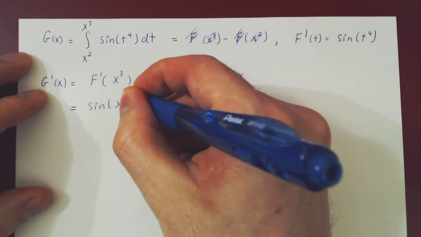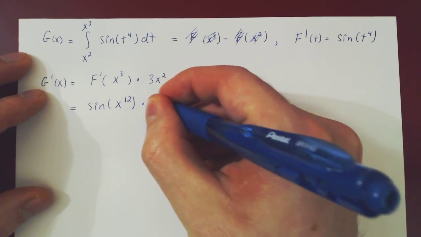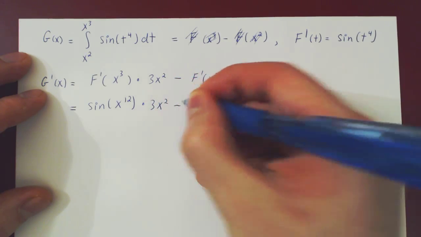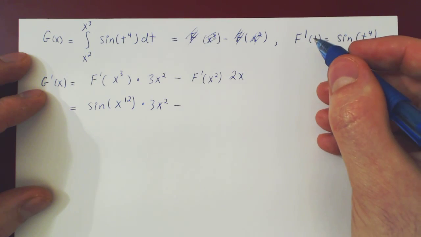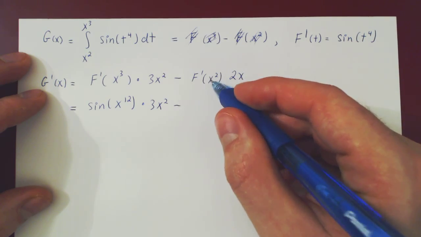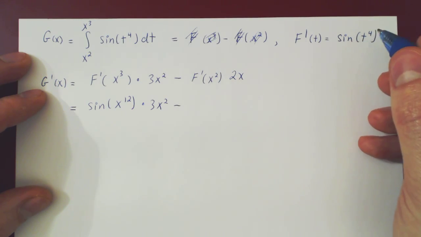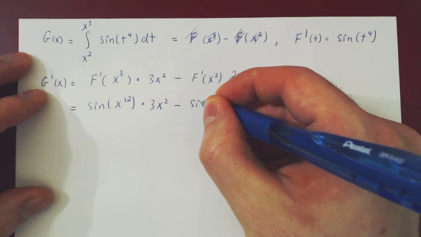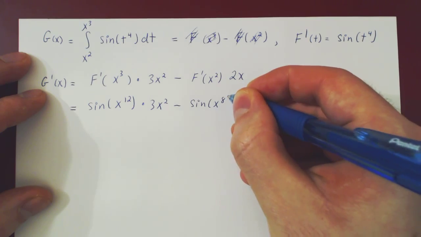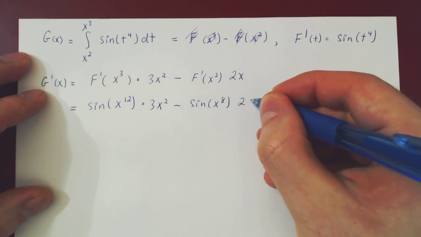So sine of x to the 12 times 3x squared minus another substitution, f prime of x squared. Now replacing t by x squared, but x squared to the 4 is x to the 2 times 4, which is x to the 8, times, of course, the 2x.